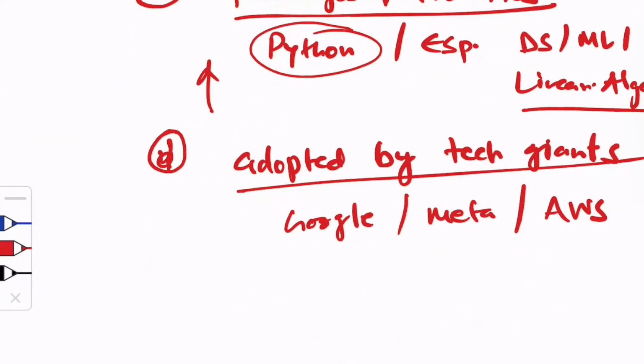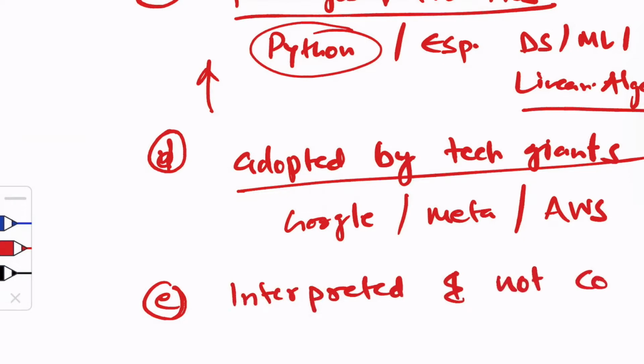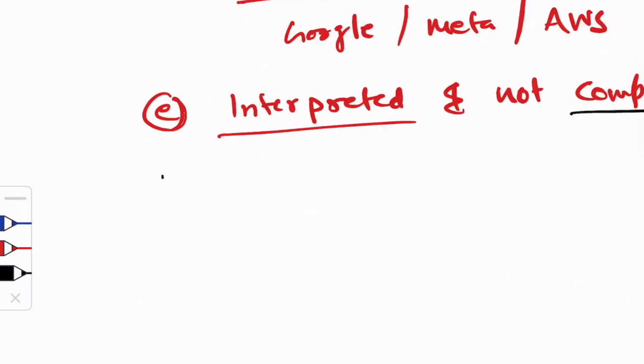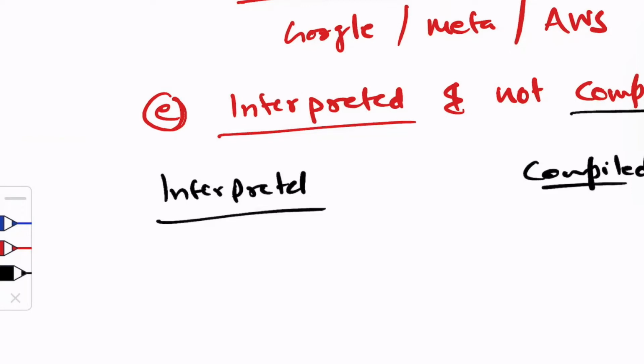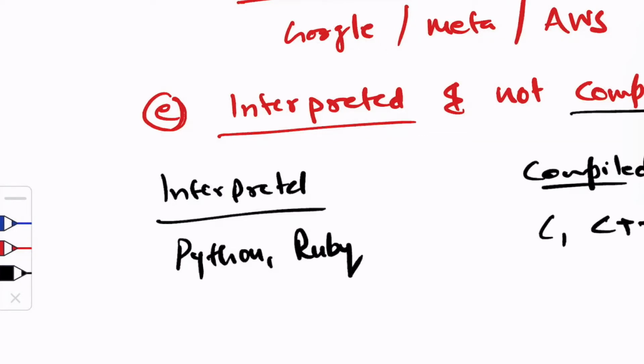Okay. Last but not the least, why it became the lingua franca of the data science world is another important reason: this language is interpreted and not compiled. So interpreted language and compiled language. The examples are over here. Interpreted, if I have to give, I will give Python, Ruby, examples like that. Here it is C, C++, etc.